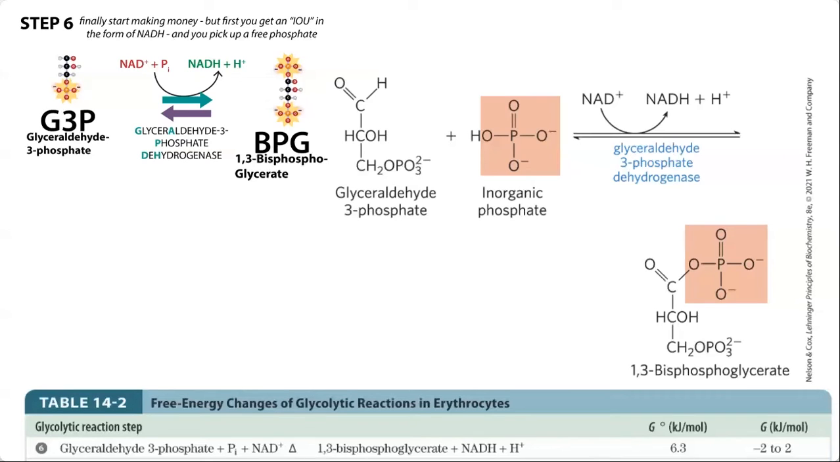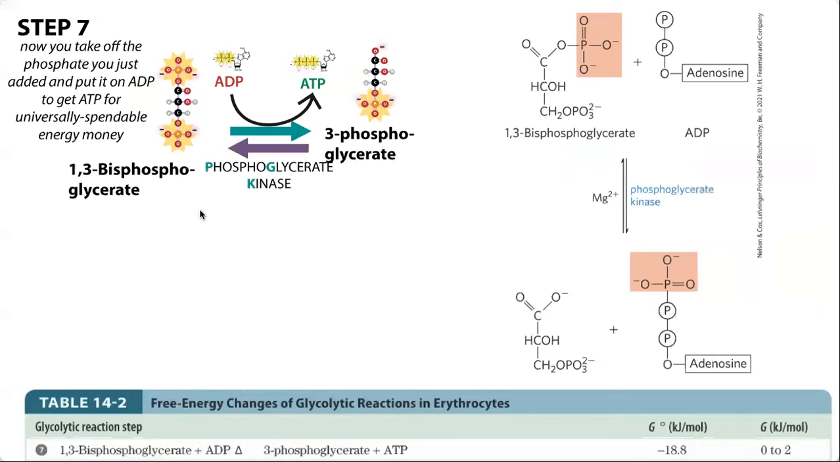So as the enzyme name suggests, this is going to be an oxidoreductase enzyme. And this is consistent with the idea that we're adding a phosphate group and we are oxidizing in the process. So this is going to have a neutral delta G. So again, we can use this in either of these directions. Next up, basically, we're going to take off the phosphate that we just added.